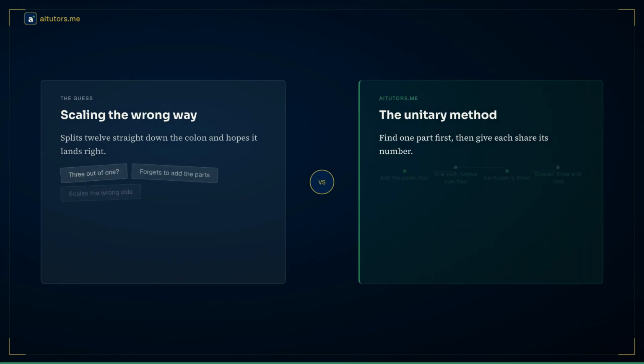Here is where it goes wrong. Ask a tired student to share 12 sweets in the ratio 1:3, and they often guess or scale the wrong way and land on the wrong number. The reliable fix is the unitary method. Add the parts to get 4. Find one part by dividing 12 by 4, which is 3. Then 3 goes to one share and 9 to the other.